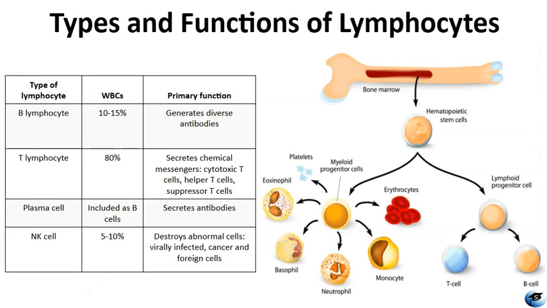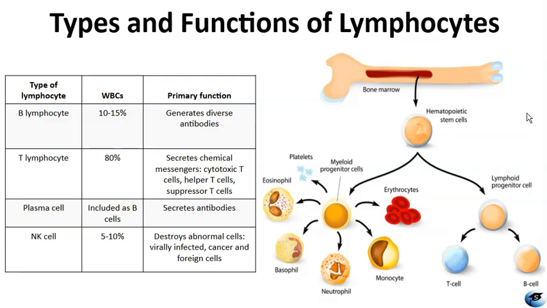Now here we are zooming in specifically on the lymphoid branch. In this first column here, you have the type of lymphocyte: B, T, plasma, or NK. The second column indicates that all are classified as white blood cells. And then the third column outlines their primary functions. We just went over these. The B cells mature in the bone marrow. They make antibodies. They recognize antigens and initiate humoral immune response.